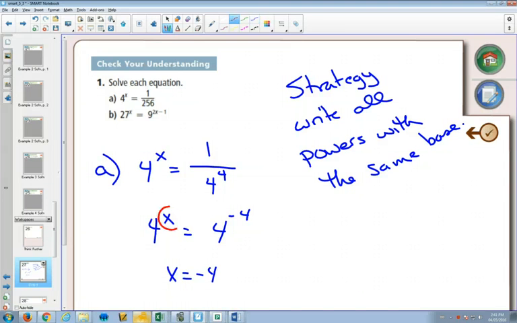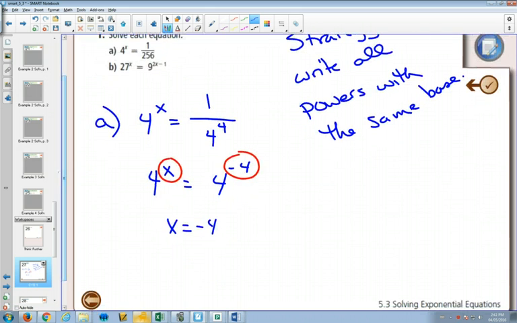Because the x is here, and on this side we've got a negative 4, so just by observation we can say that x has to be negative 4. So for part B, can we write 27 and 9? Are both of those numbers in the same column? Yes. What's the base? 3.